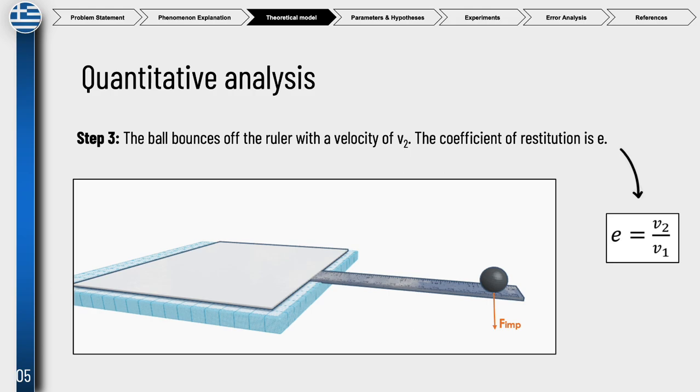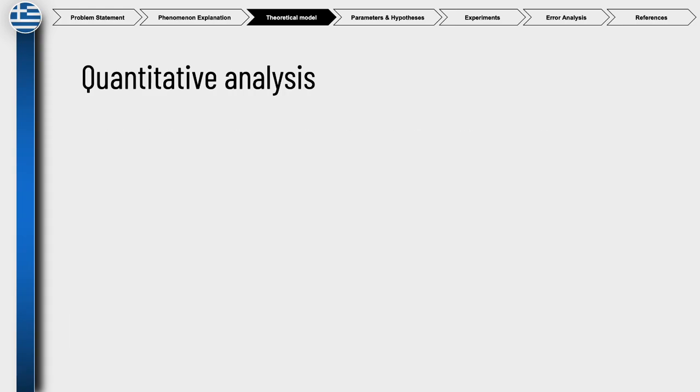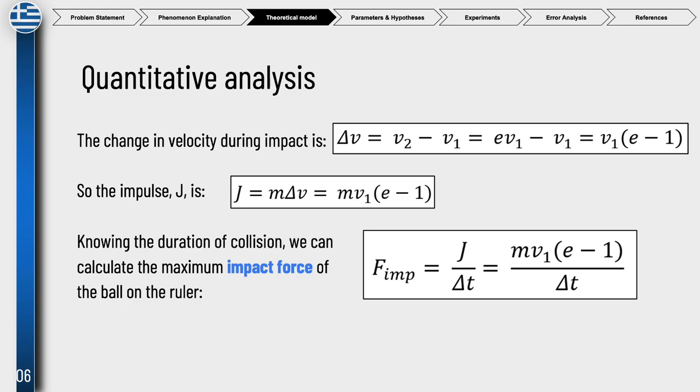And then the ball bounces off of the ruler with a velocity of v2. The coefficient of restitution is e and can be calculated as follows. The change in velocity during impact is delta v and can be calculated as follows. So the impulse j is equal to the mass times delta v. Knowing the duration of collision, we can calculate the maximum impact force of the ball on the ruler.